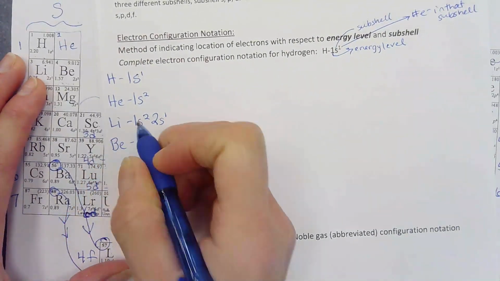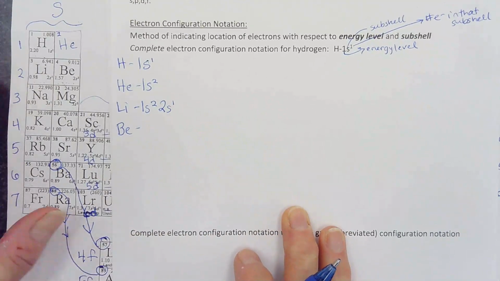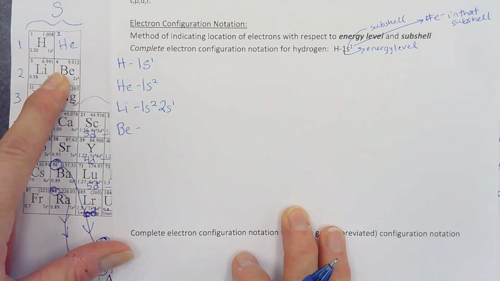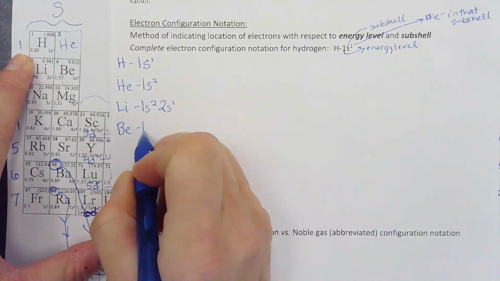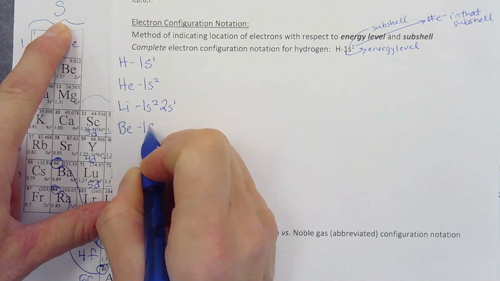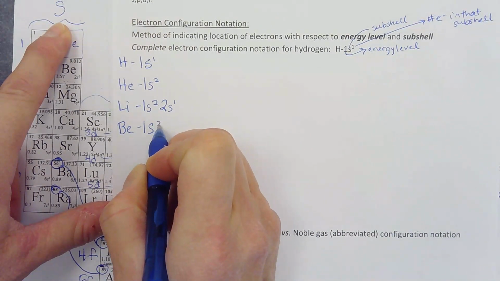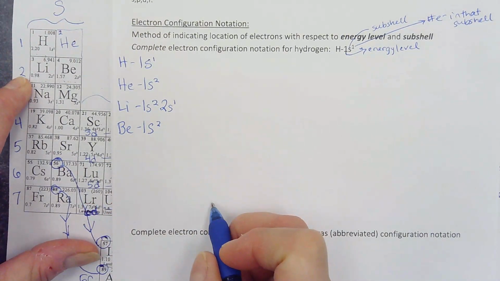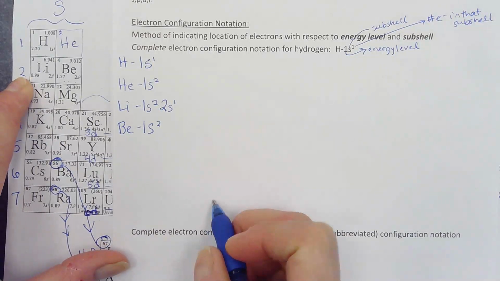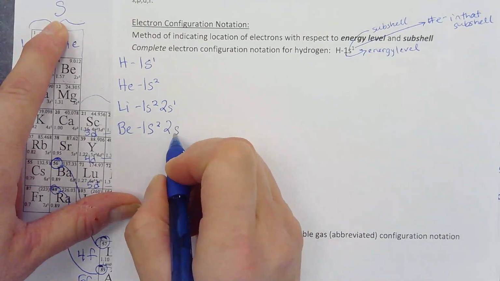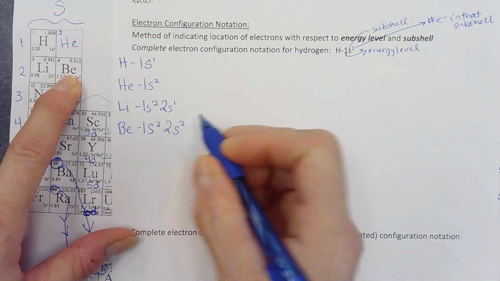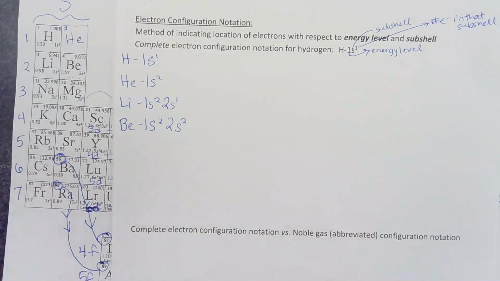Be with me. Beryllium has how many total electrons? 4. Where are the first 2? First energy level, what subshell? S. How many are there? 2. Where are the next 2? Second energy level, what subshell? S. How many are there? 2. Now I want to show you something just with these 4 elements.